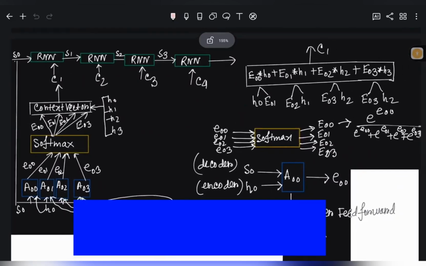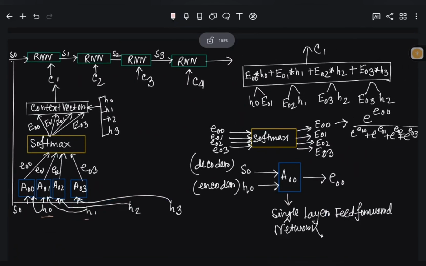As I was mentioning, we have our individual H's, which are H0, H1, H2 and H3, and we pass them to A00, A01, A02 and A03. These A's are nothing but a single-layer feed forward neural network. What are the inputs going inside this? We have our regular H coming from the encoder layer, the H0, and also the previous time step's state from the decoder side. If you see here, we have S0, which flows here and is used as an input for this A00.